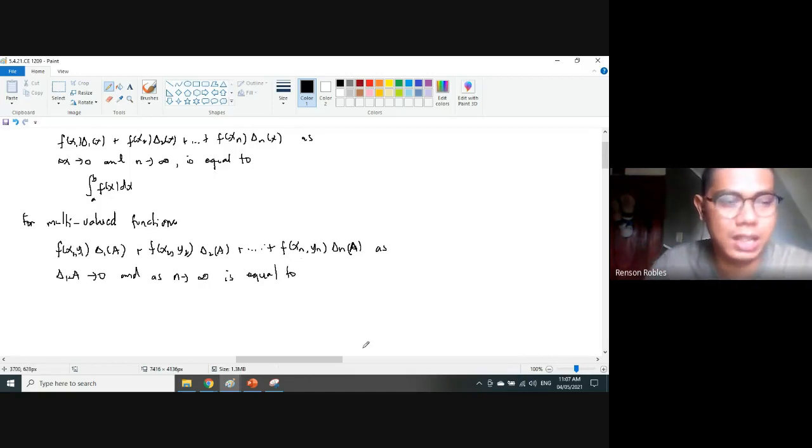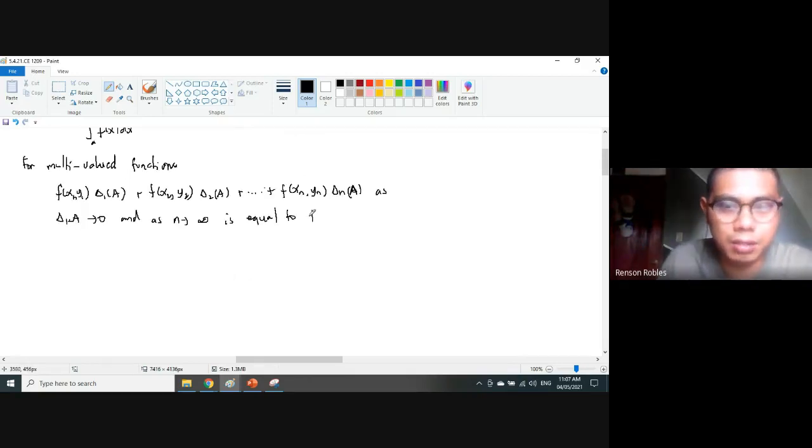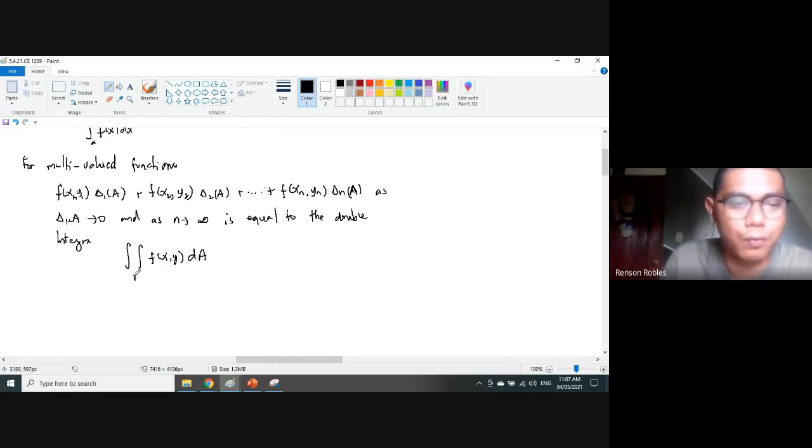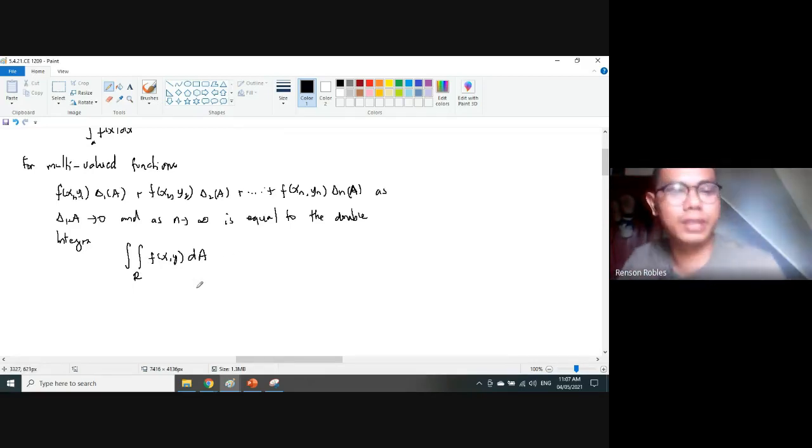Okay? So this is equal to the double integral of f of x y dA, that's the differential of area, over a region R. And again, this is what you call the double integral. So why is it happening?